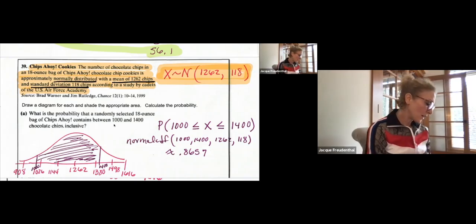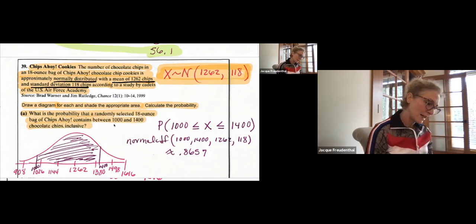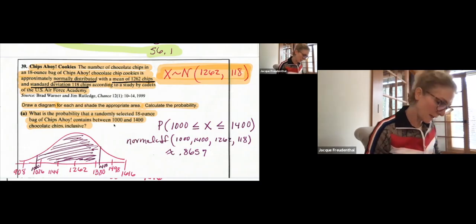Okay, so draw the diagram for each and shade the appropriate area and then calculate the probability. So what is the probability that a randomly selected 18-ounce bag of Chips Ahoy contains between 1,000 and 1,400 chocolate chips inclusively? So the first thing that I'm going to do is I'm going to get another page here. Okay, so what I want to do is I want to first draw the diagram.